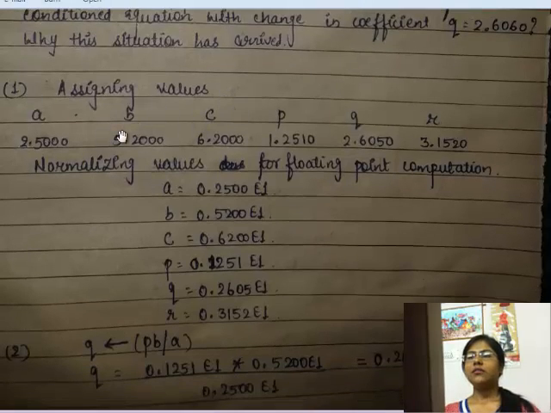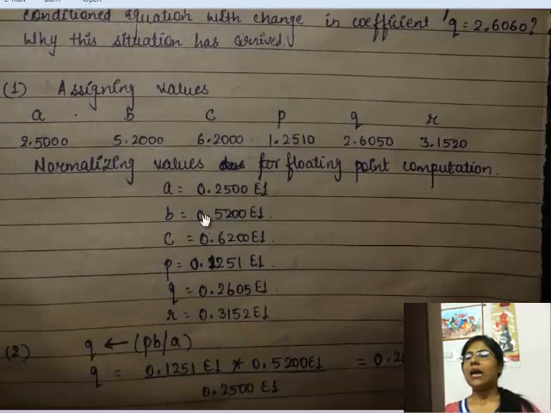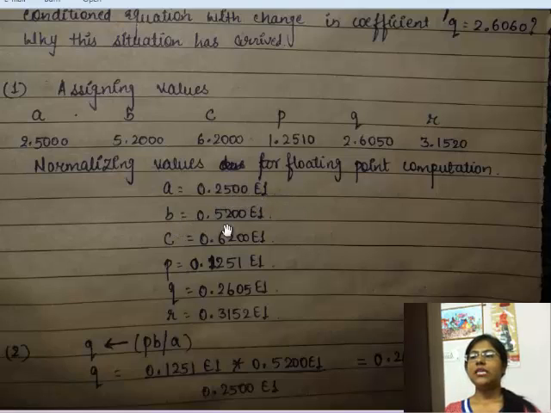So assigning the values, I have assigned the values of a, b, c, p, q, r that have been given to us in the question, and then I have normalized these values for floating point computation. So a equals 2.2500 E1, b equals 0.5200 E1, and similarly all these values have been normalized.